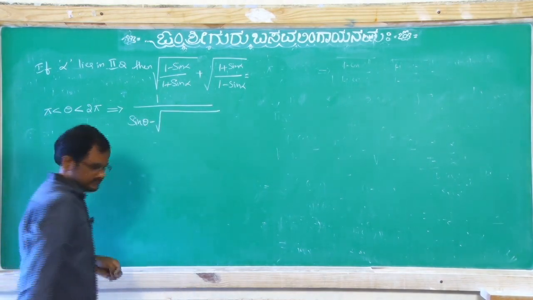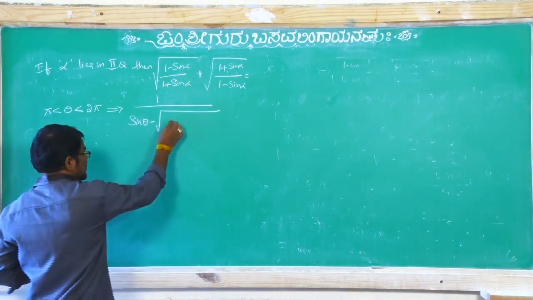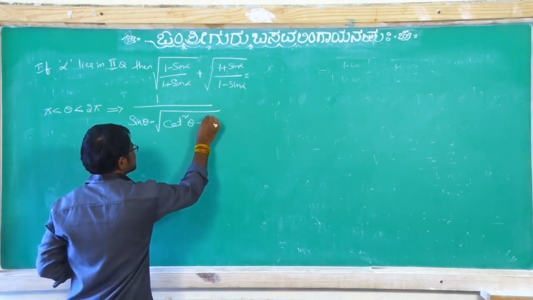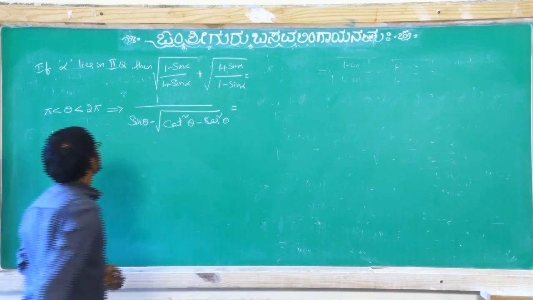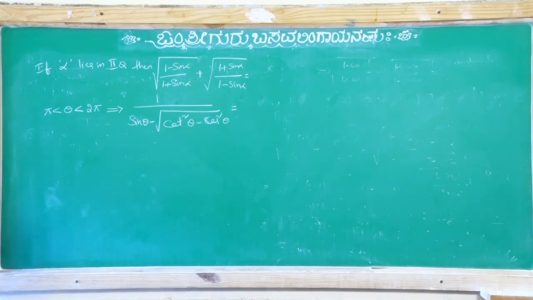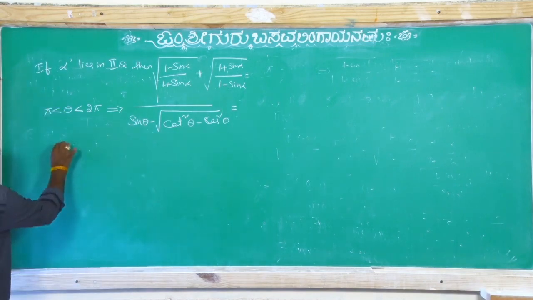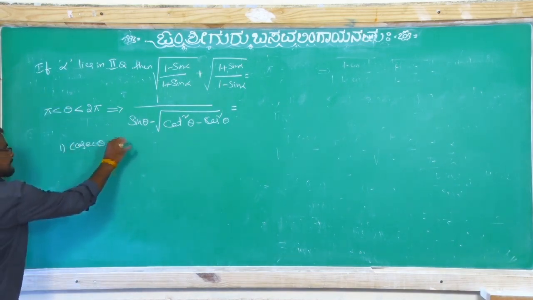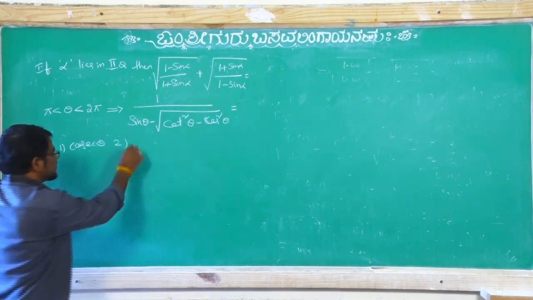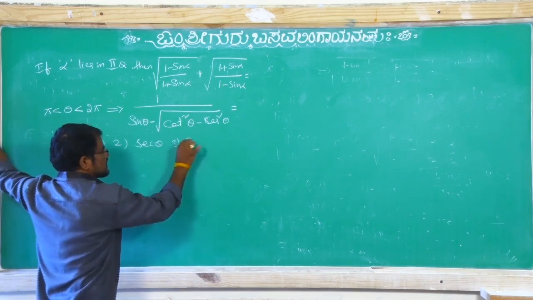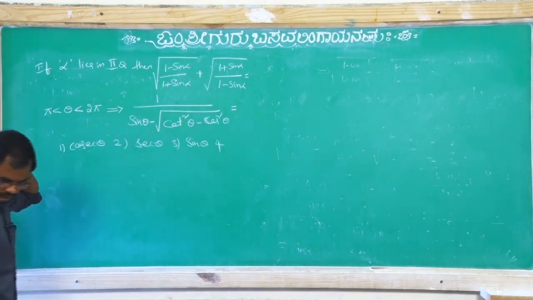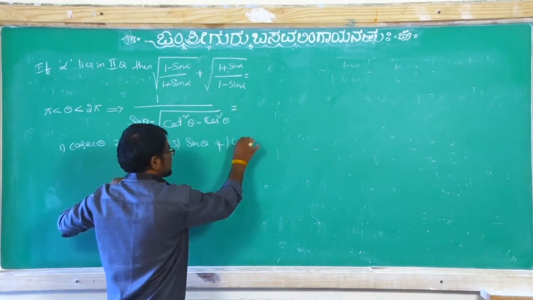minus root of cot square minus cos square equal to. So pi less than theta less than 2 pi, that implies 1 by sin theta minus root of cot square minus cos square equal to. So options you take, first one is cosecant theta and second one secant, third one is sin theta, fourth one is cos theta.